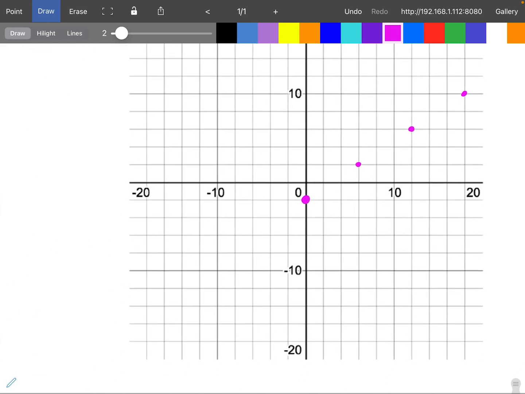Now I want to go backwards the other way, so I'm going to go down 2, left 3, down 2, left 3, and down 2, left 3. So there are my points.